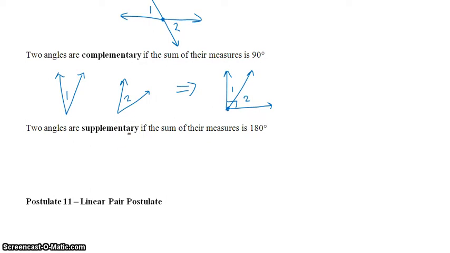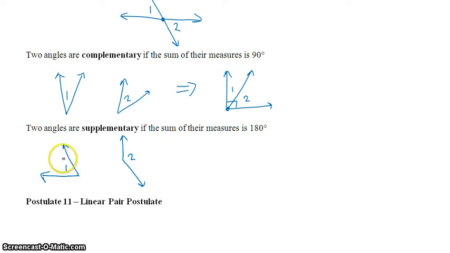Supplementary angles are two angles whose sum measures to be 180 degrees. Supplementary also means to complete, to fulfill, but this time we're fulfilling to 180 degrees. Well, what does 180 degrees look like? Well, 180 degrees is a straight line, a straight angle. So supplementary angles are two angles such as 1 and 2, that when I put them together, I get 180 degrees.